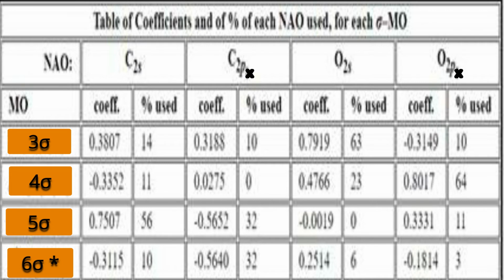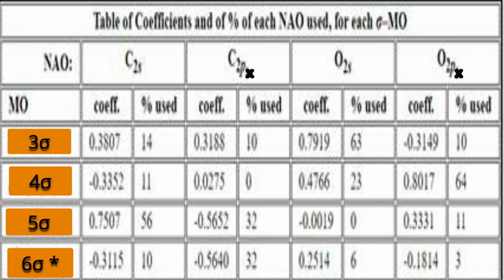C2s means 2s orbital of carbon. C2px, O2s, O2px. Likewise, upper row atomic orbitals are represented. And left column 3 sigma, 4 sigma, 5 sigma, 6 sigma star, these are molecular orbitals. Our point of interest now is total contribution for those molecular orbitals from atomic orbitals.